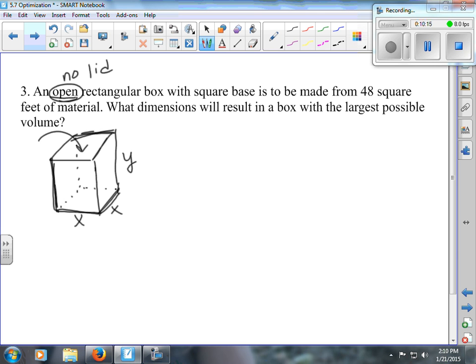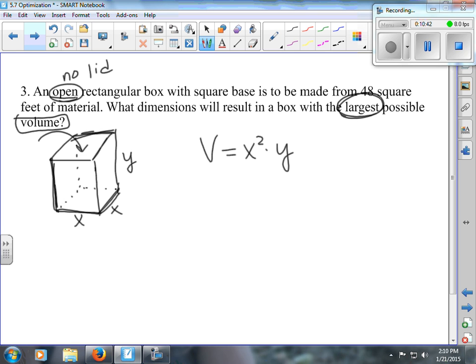Well, what do I want to maximize? What do I want the largest of? I want the largest volume. And so therefore, my primary equation is the volume of this box. So the volume of the box is length times width times height. In this example, that will be x times x times y. This is what I want to maximize, so I want to take the derivative and set it equal to 0 to find critical points, which are where maximums happen.